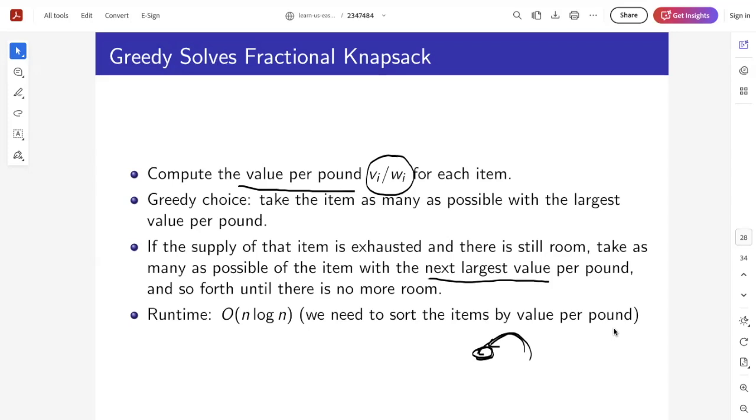The runtime is dominated by sorting, because we start from the item with the largest value per pound, which involves sorting, and sorting takes the order of n log n time. After that, the greedy algorithm is linear time, so the running time is in the order of n log n.